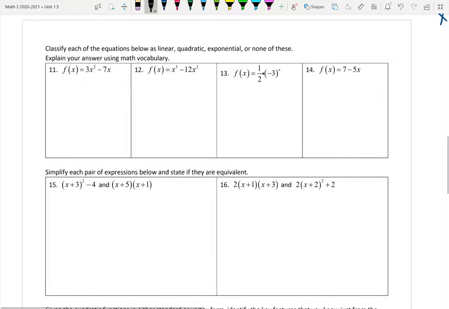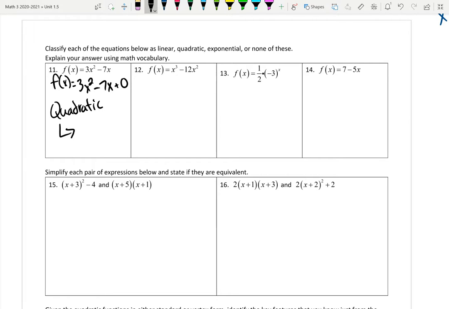All right, number 11. Notice it's immediately in standard form. This is the same thing as saying 3x squared minus 7x plus 0. Sometimes it helps by writing out that last term in order to see that it's standard form, meaning that this guy is going to be a quadratic. And why? Standard form. You can also say that it is a degree 2, because the degree, the highest variable being raised, is 2, meaning it has 2 solutions.